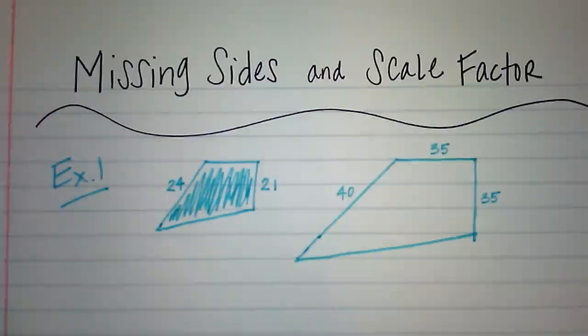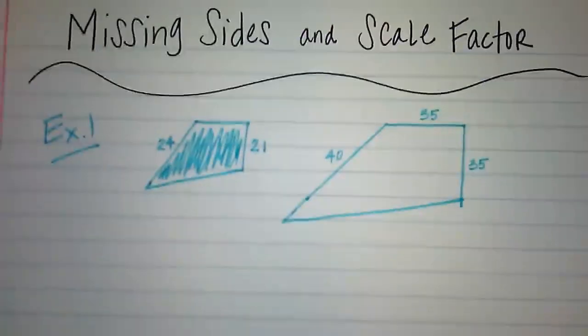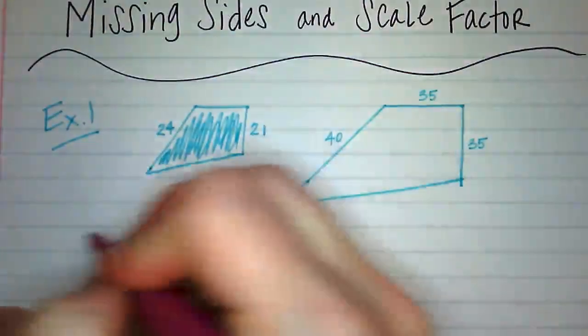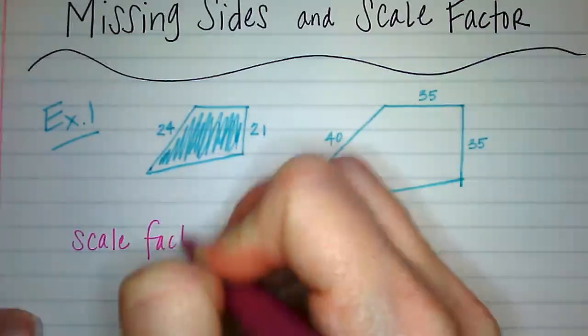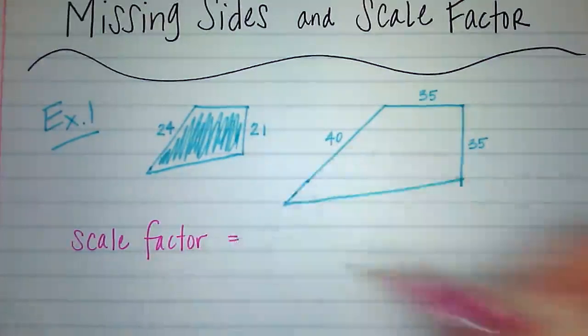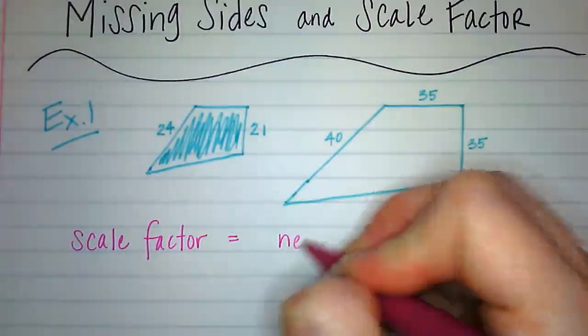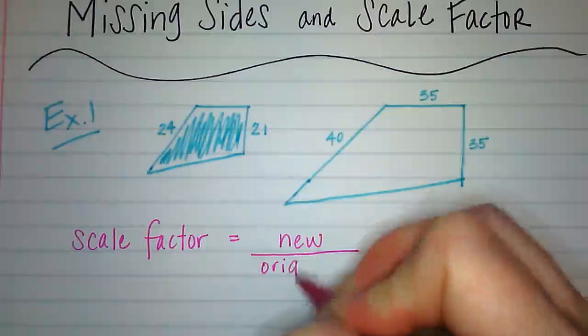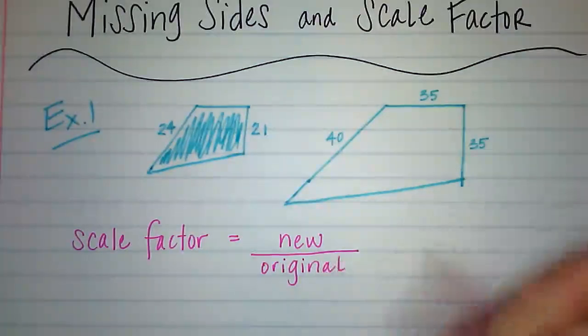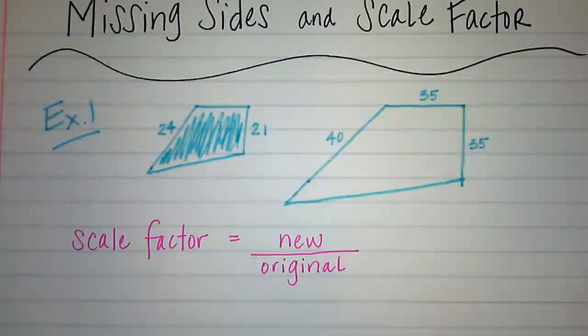When we're finding scale factor, it's so simple. If you can remember this one rule, scale factor always, always, always can be found by putting the new over the original. If you're on a graph with ordered pairs, you can do new over original. If you have shapes like this where you just have side lengths, you can do new over original. It works for everything.